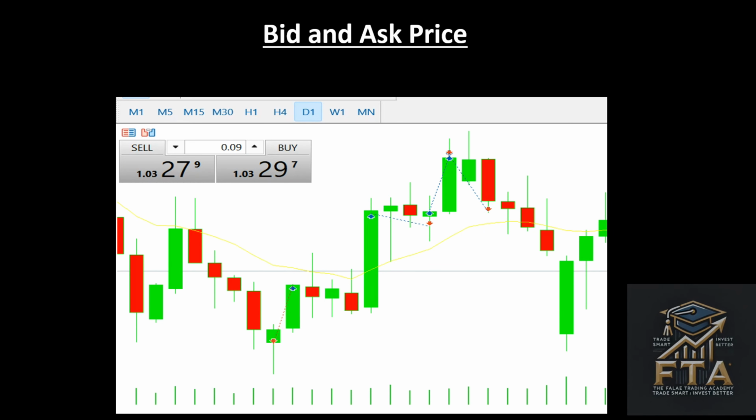You can see on MT5, in the top left hand corner of the charts, if you click this tab, it will show you the sell and the buy price. You can see the sell price in this example is 1.0327 and the buy price is 1.0329.